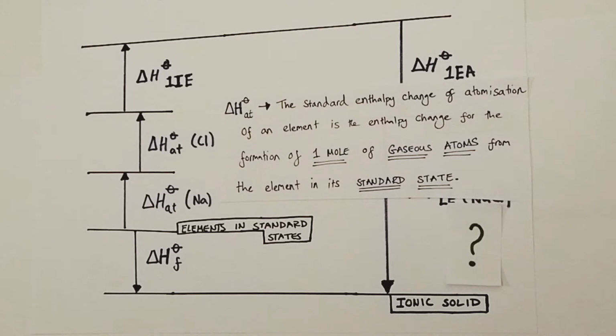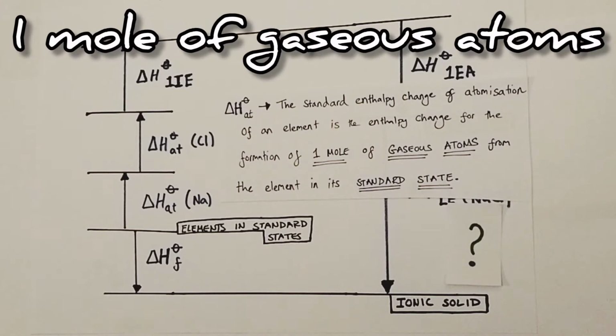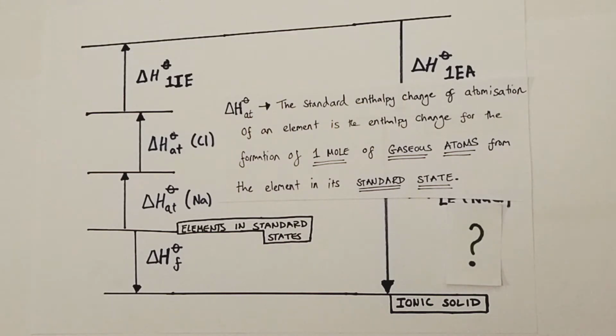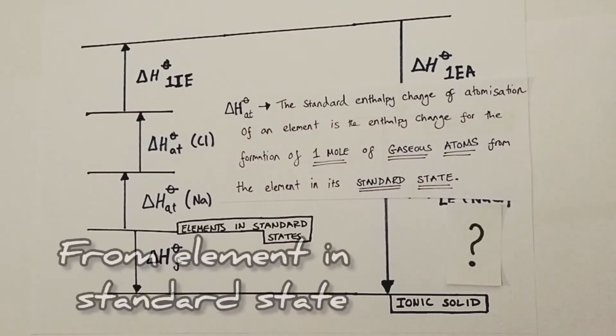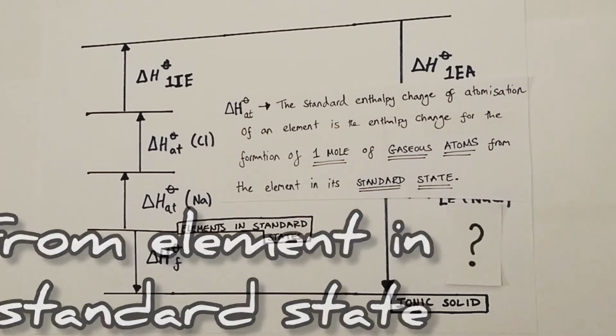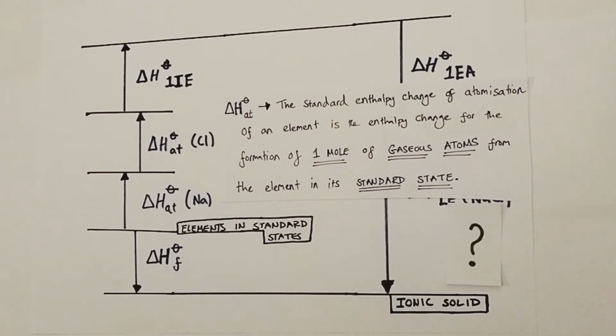Both of these enthalpy changes, respectively for sodium and chlorine, are delta H theta AT. The standard enthalpy change of atomization of an element is the enthalpy change for the formation of 1 mole of gaseous atoms of that element from the element in its standard state. So this is atomizing sodium and atomizing chlorine, which I'll go through shortly.